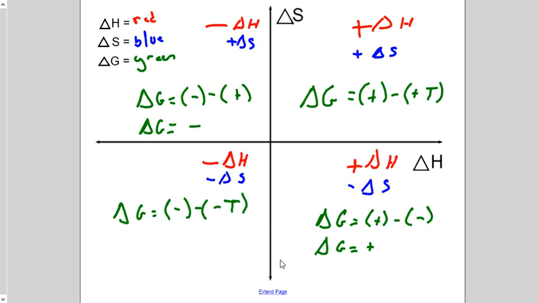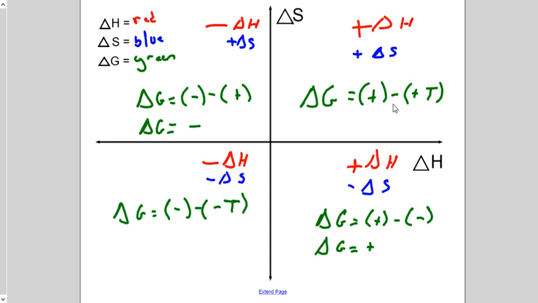So if we have y-axis as delta S, x-axis as delta H, this quadrant right here will have a negative value here, a positive value here. So delta G will equal a negative value minus a positive value. So this will always end up solving to a negative delta G. If we go to this quadrant here, they're both positive.